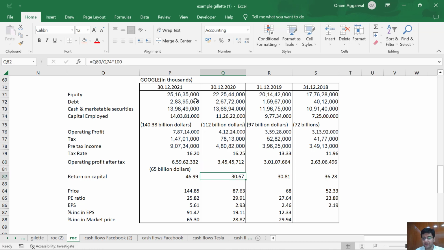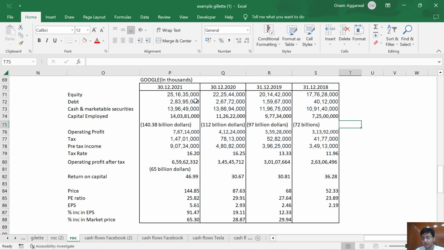Now look at what is happening to its return on capital year after year. Its return on capital in 18-19 reduced a little. It almost stays the same. And since you had such a huge boost in profit, it jumped from 30% to around 47%.